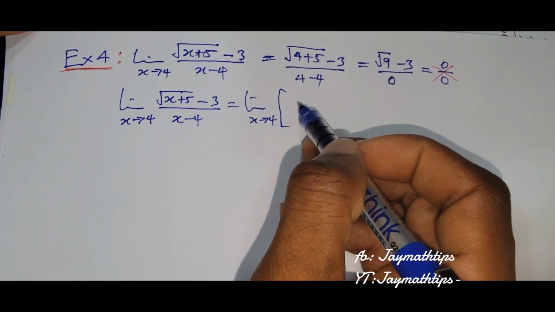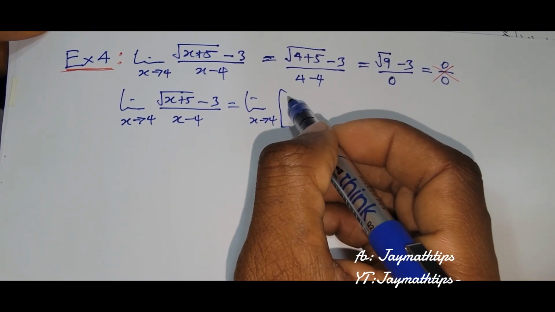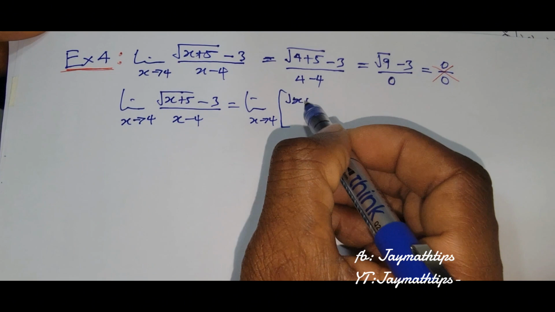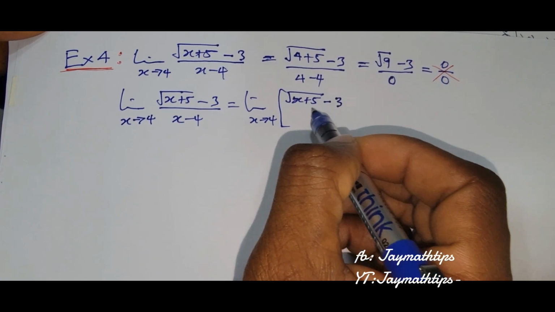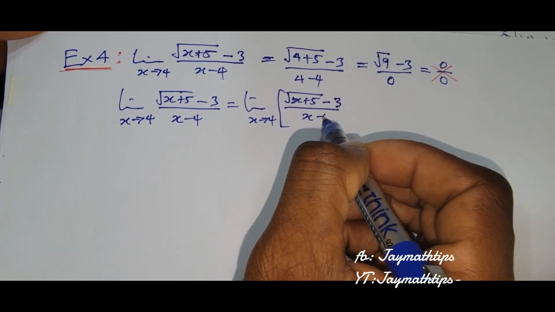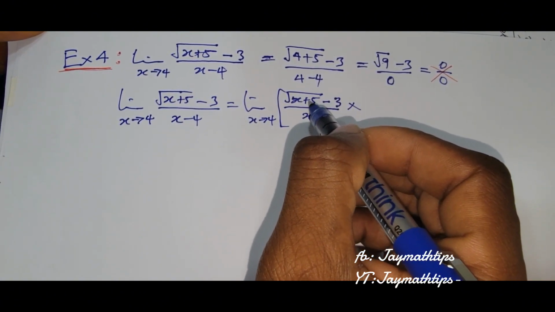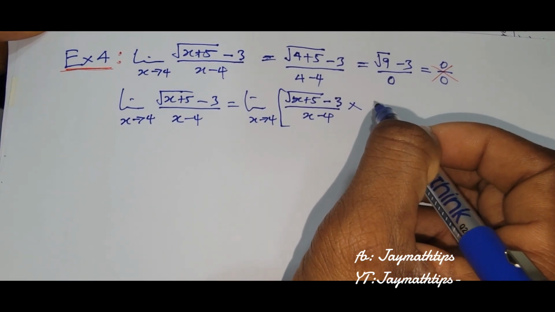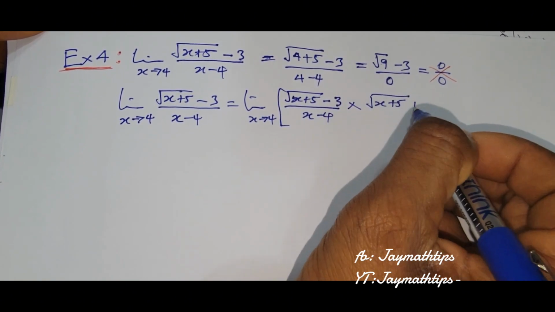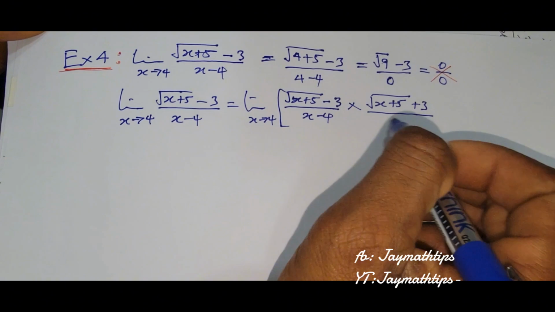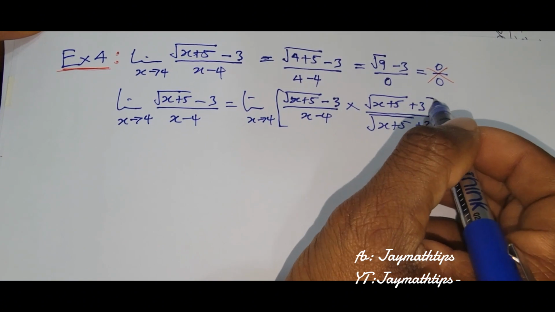By the time you do this, you have the square root of x plus 5 minus 3 divided by x minus 4. Multiply both the numerator and denominator by the conjugate of this very one here, the numerator. So you have the square root of x plus 5. Since this is minus, you are going to change it to plus. You do the same thing down here, the square root of x plus 5 plus 3. You close the bracket here.